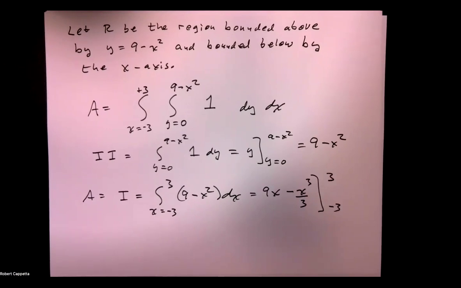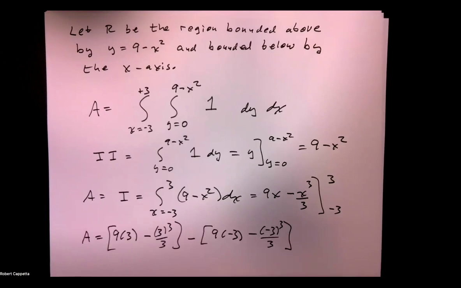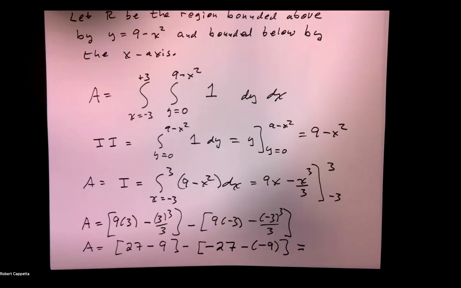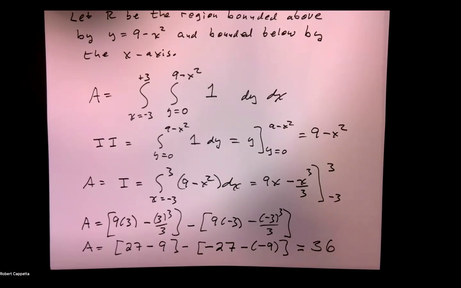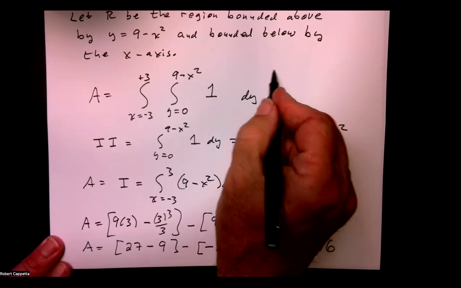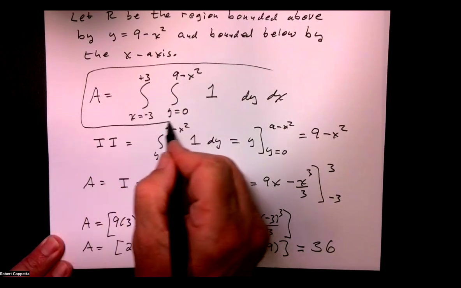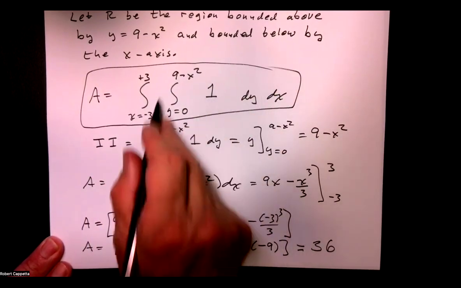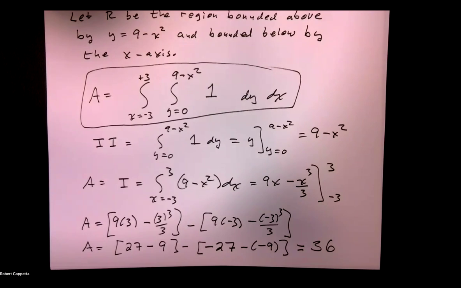The antiderivative is 9x minus x cubed over 3, evaluated from -3 to 3, which will be 9 times 3 minus 3 cubed over 3, plugging 3 in first, minus plugging -3 in, 9 times -3 minus -3 cubed over 3. So 27 minus 9 minus -27 minus -9, and that equals 36. But the key thing to remember is that the area here is the double integral of 1 over that region of interest. That's our key idea.